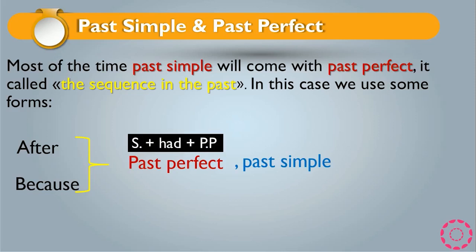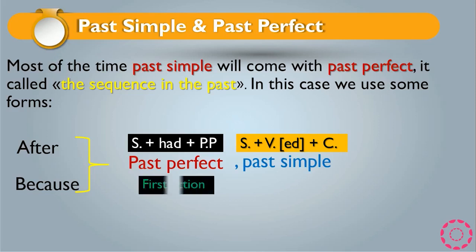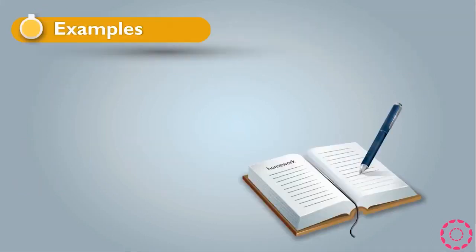So you have to remember that the past perfect is subject plus had plus PP, and the rule of past simple is subject plus verb or ed plus complement. This is the first action, past perfect, and the past simple became the second action.